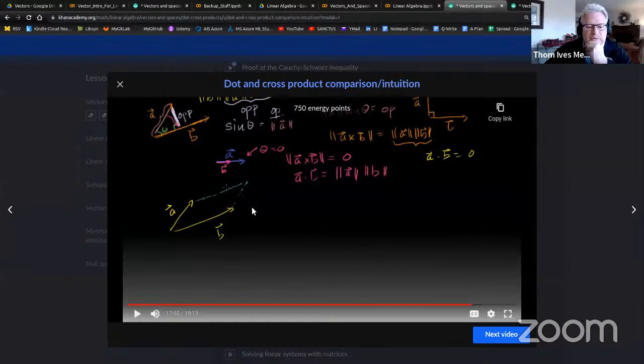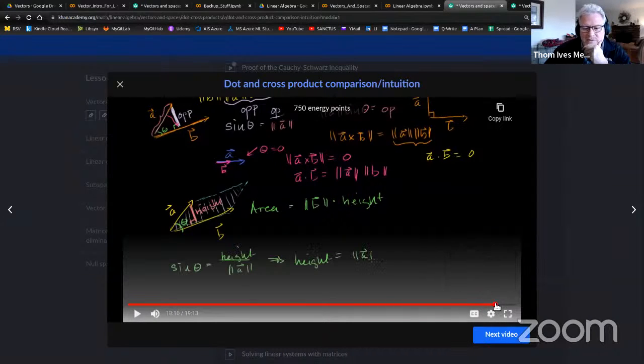Now, more intuition. If you remember back to getting the area of a parallelogram, well, he's doing just what I said. He's taking a copy of B and sliding it up here, keeping it parallel to B, taking a copy of A and sliding it over here to keep it parallel to A. And then that forms this parallelogram. But what is the magnitude of the cross product? Well, it literally is just the area of that parallelogram.